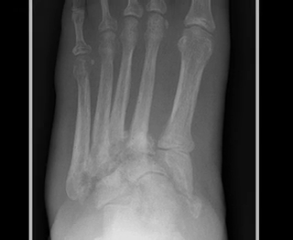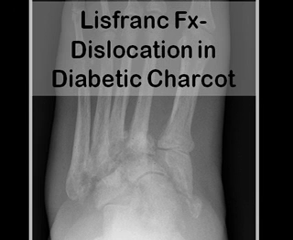Well, this is an example of a Lisfranc fracture dislocation in a patient with diabetic Charcot arthropathy. Once again, there is fragmentation at the tarsometatarsal joints of the toes, and there is lateral displacement of the second, third, fourth, and fifth metatarsals.